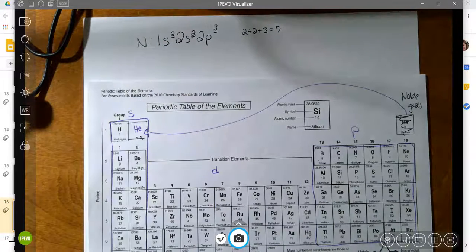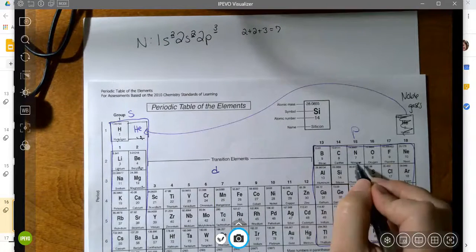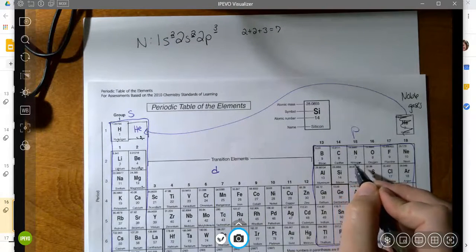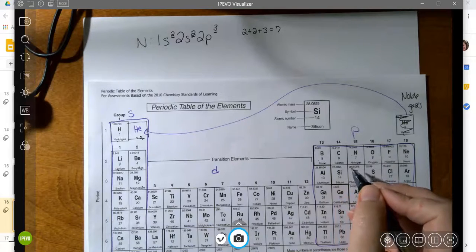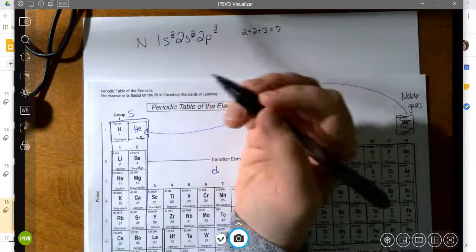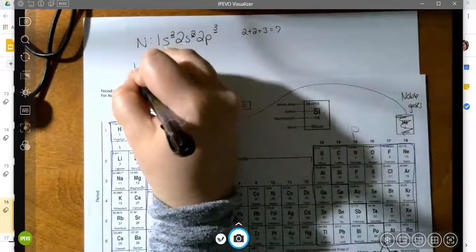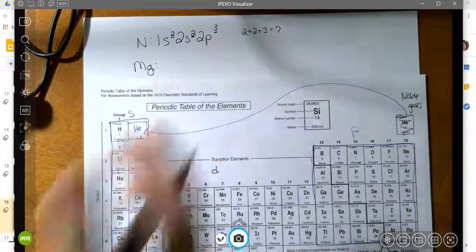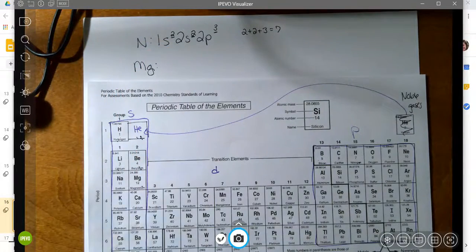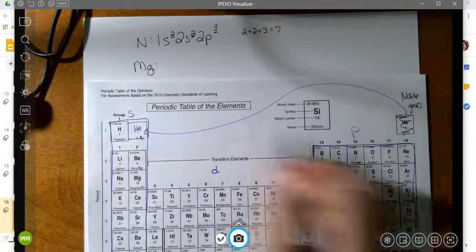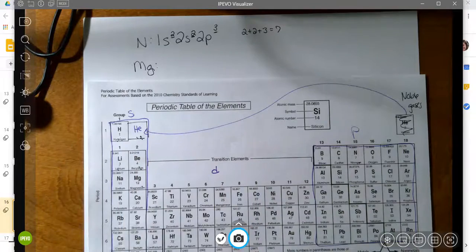Does that make sense for nitrogen? Well, sure, because nitrogen has an atomic number of 7. So in a neutral nitrogen atom, there should be 7 electrons. So that's one way to check and see if I've probably done it right. All right, so let's look at magnesium now. We're going to do the exact same thing. We're going to start at the beginning and go through every row until I get to magnesium.